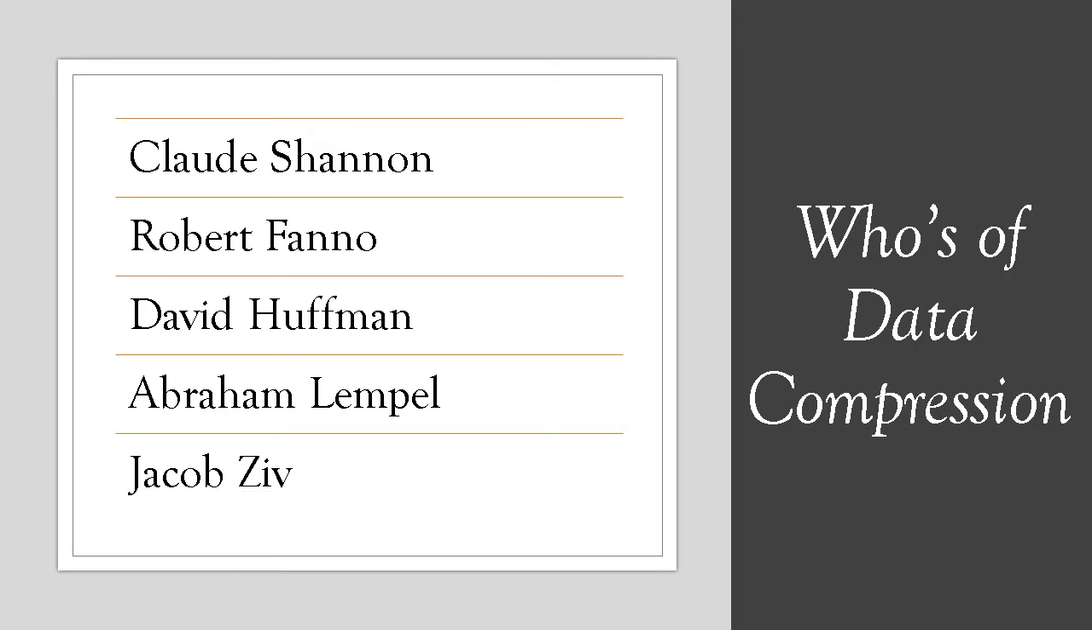Data compression would of course not be possible without these important people. Let me introduce you to the who's of data compression. We have Claude Shannon, Robert Fano, David Huffman, Jacob Ziv, and Abraham Lempel. In 1949, Claude Shannon and Robert Fano devised a systematic way to assign code words based on probabilities of blocks. An optimal method for doing this was then found by David Huffman in 1951. In 1977, Abraham Lempel and Jacob Ziv suggested the basic idea of pointer-based encoding.